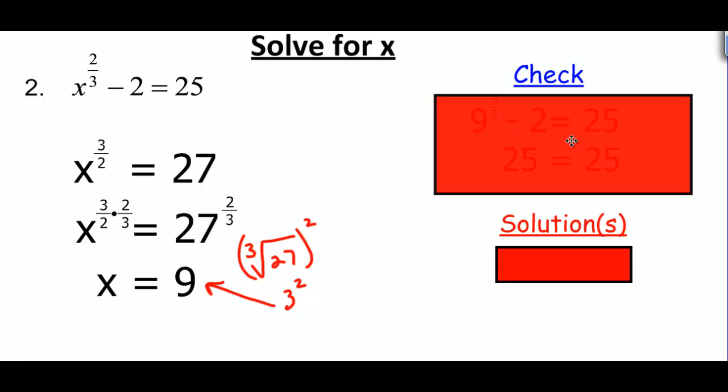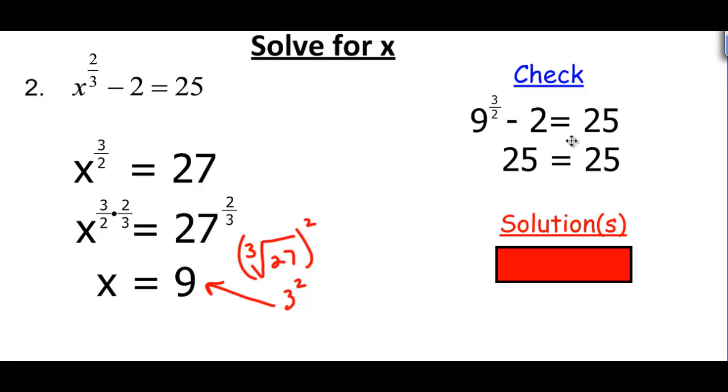So I want to do a check. I go back into my original equation. Anywhere I see an x, I'm going to substitute in a 9. Okay, 9 to the 3 halves, and you can use your calculator to do these checks. This means the square root of 9 cubed. Well, the square root of 9 is 3. 3 cubed is 27. 27 minus 2 is 25. Since both sides are equal, I can say my answer officially is x equals 9.